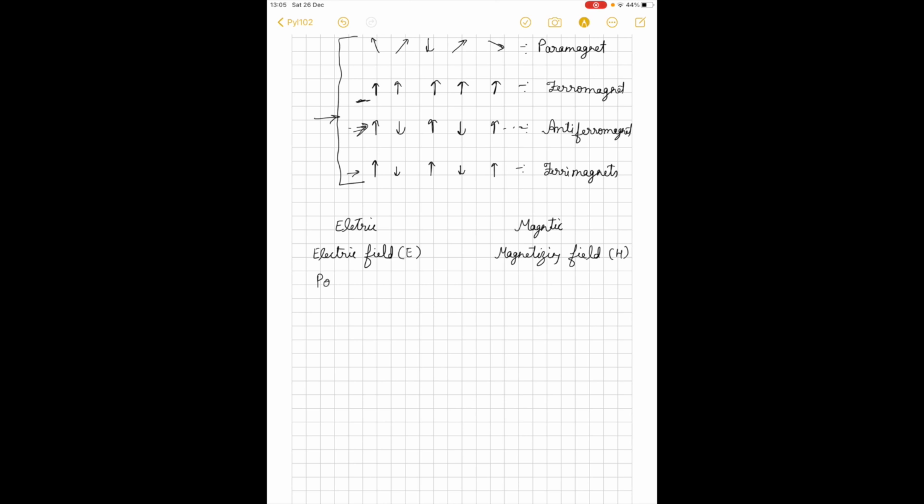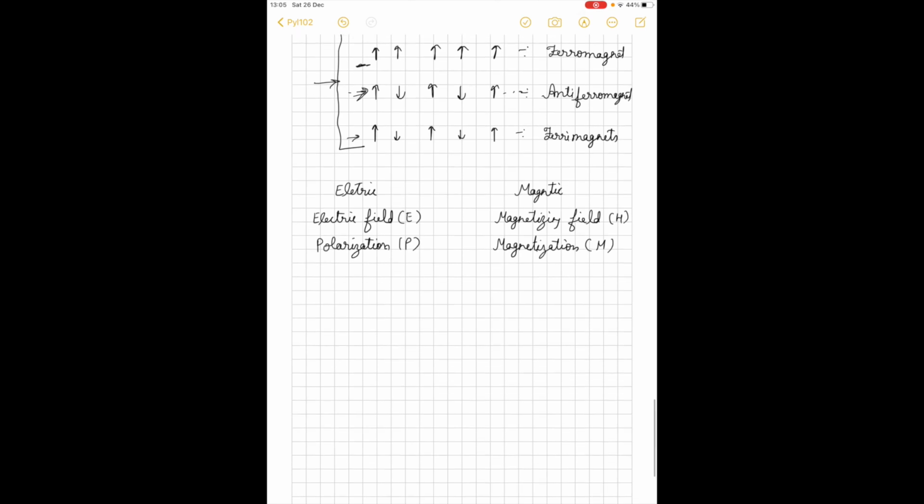In the electric one, the effect was polarization, and we denoted it using P. In the magnetic one, the effect is the magnetization I discussed just before, denoted using M. That is the magnetic dipole moment per unit volume, or in the electric case, the electric dipole moment per unit volume. Similarly, in the electric case, we had dielectric displacement, denoted by capital D. In the magnetic case, we have magnetic induction or flux density. It's the same thing, and we denote it using the symbol B.